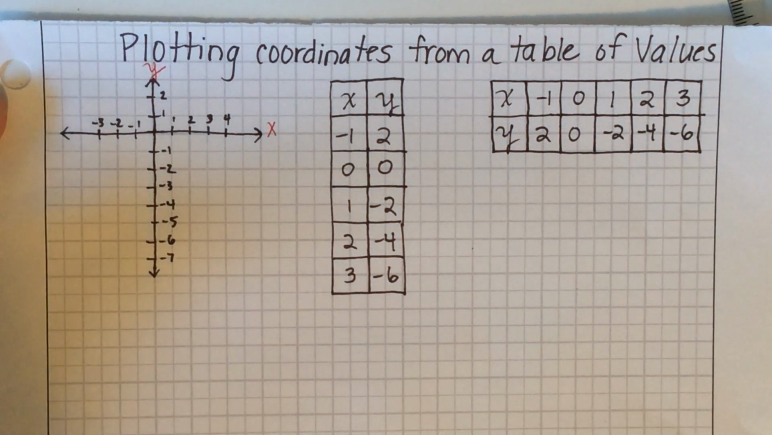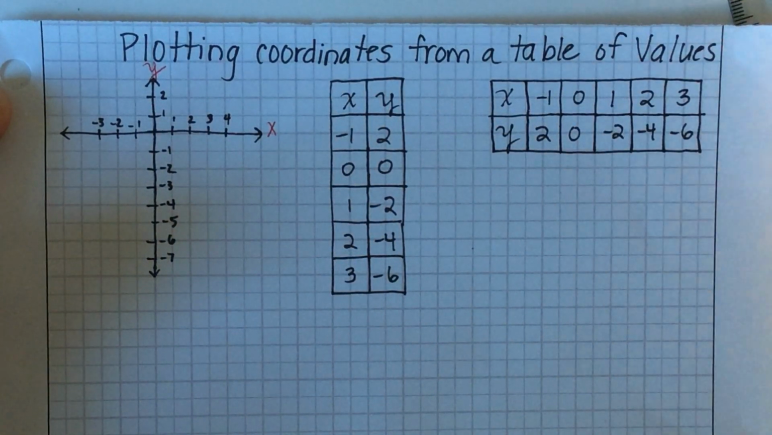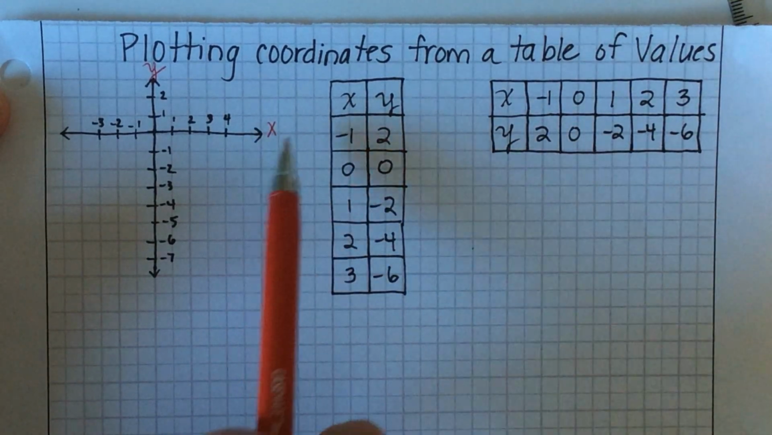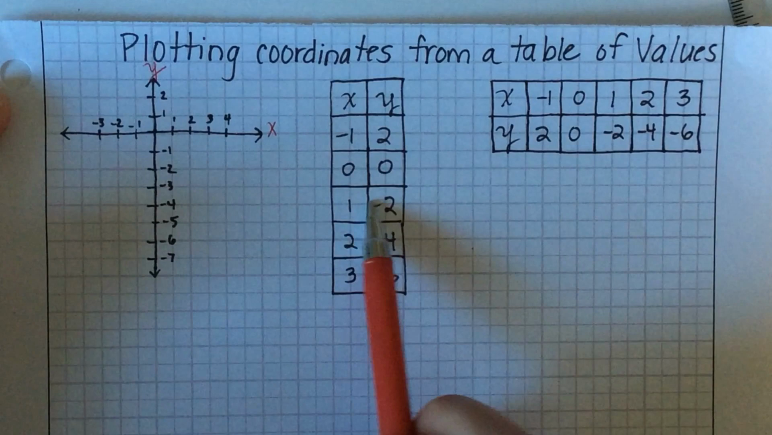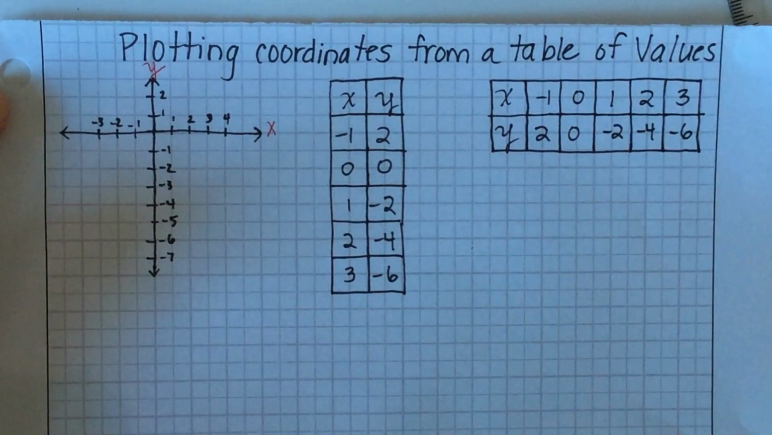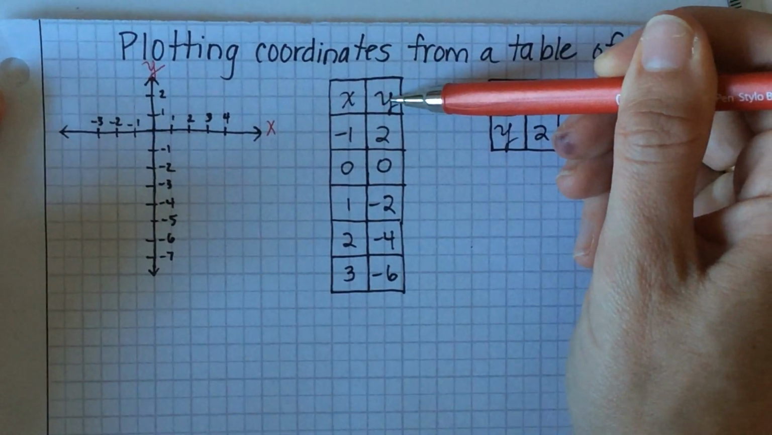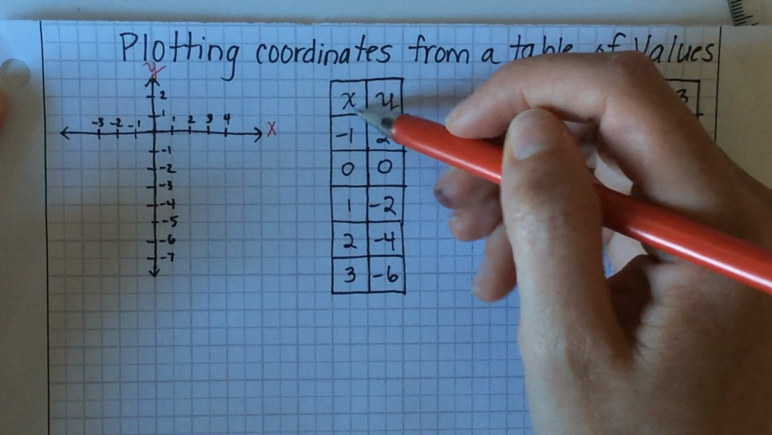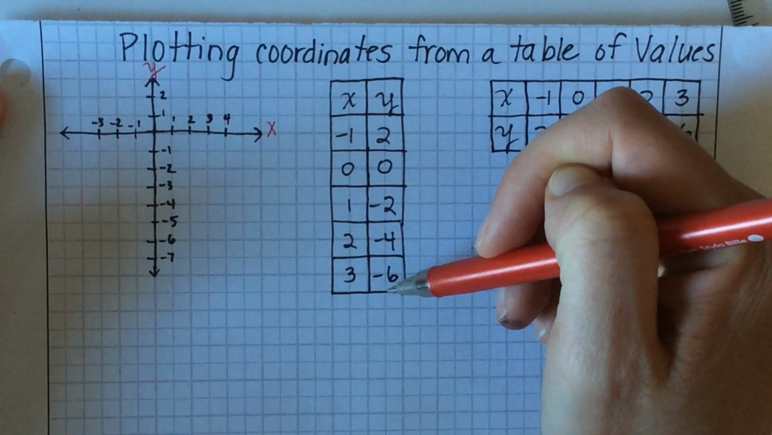This is a video to show you how to plot coordinates using a table of values. Okay, so I've got my Cartesian plane here with my x-axis and my y-axis. And over here, this is what we call a table of values. It's just a table that shows a relationship between two variables, x and y. So what this table is showing is, for these values of x, these are the corresponding values of y.